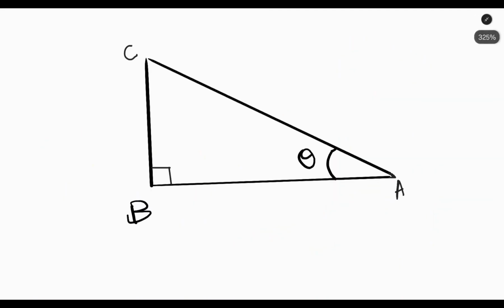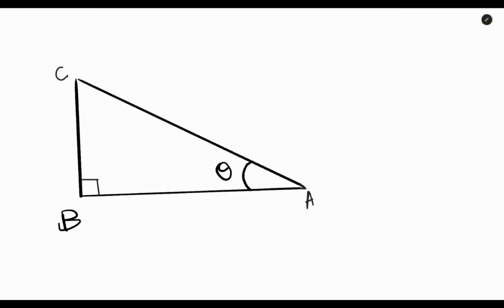Now let us assume a right angle triangle which is right angled at B, and let us assume angle A will be theta. Now in this triangle ABC, the side opposite to the right angle will be the hypotenuse, the side adjacent to angle theta is the adjacent side, and the side opposite to theta is BC.